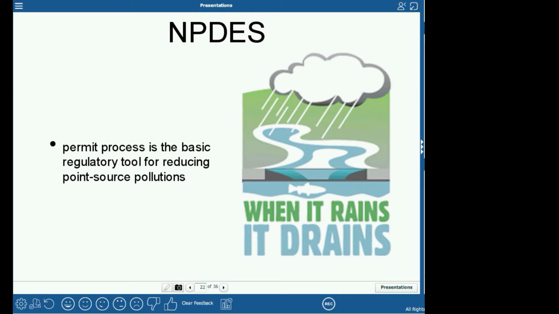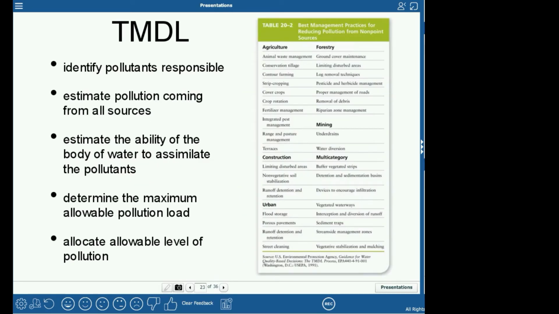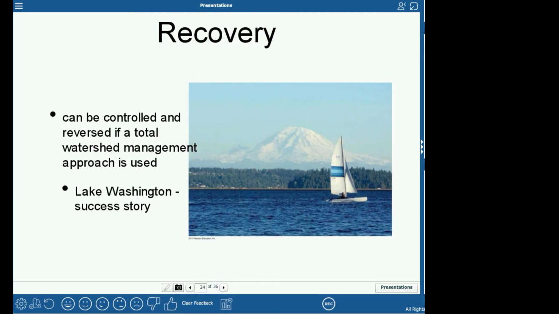The NPDES is just a permit process. I don't even know why I put this slide in here. So the total maximum daily load. What they're going to do is identify pollutants. I feel like this should have been back a couple slides. They want to estimate the pollution coming from all of the sources. They want to estimate the ability of the body of water to assimilate the pollution, like how much can it hold before it starts having problems. Determine the maximum allowable pollution load, and allocate allowable levels of pollution. So like you can pollute this much, you can pollute this much, we're going to allow this for runoff, that kind of thing.